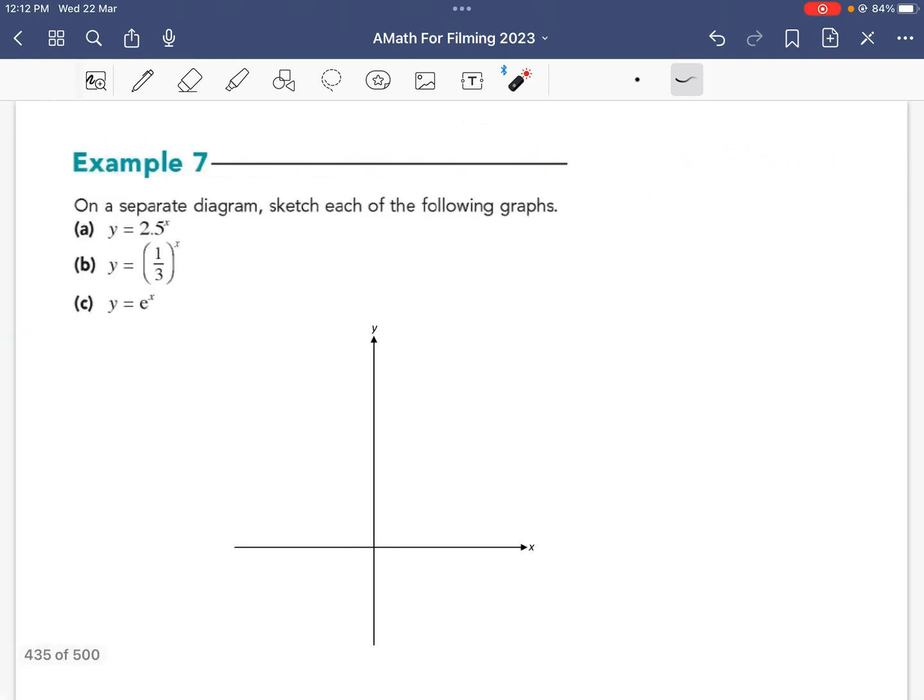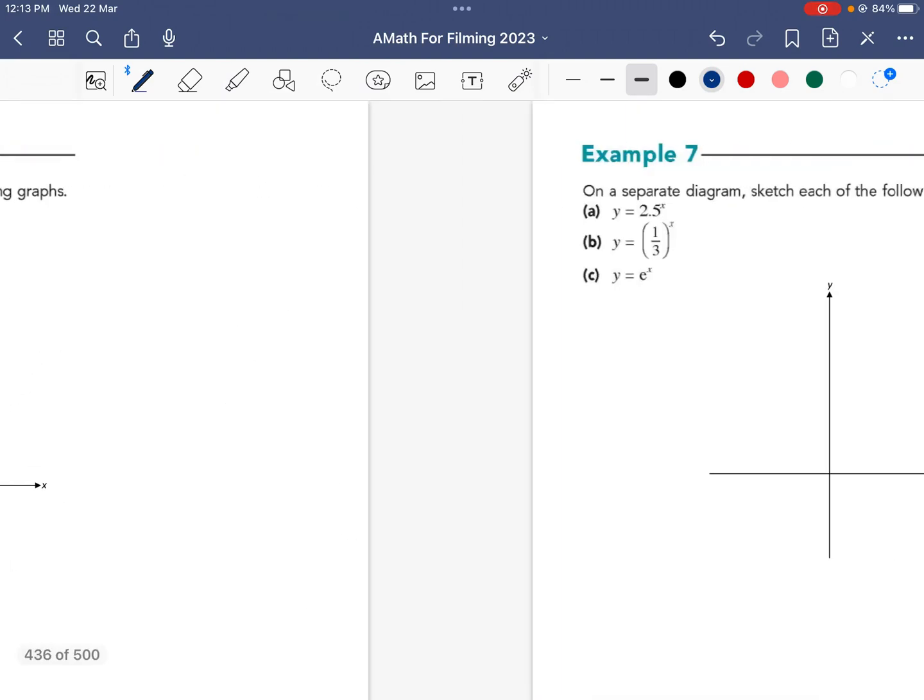Now what we're going to do here is example 7. For example 7, what is the base? Y equals 2.5 to the power of x. 2.5 is the base itself. Since my base 2.5 is greater than 1, my exponential graph is going to look like this. Please pay attention over here, it must not touch the x-axis. Then you can also label that this vertical intercept here is 1. And that's it for 7a.